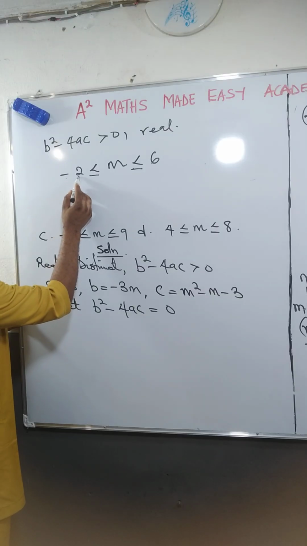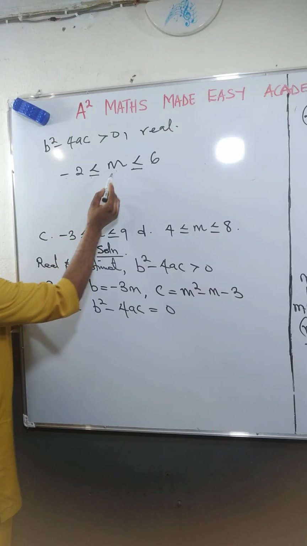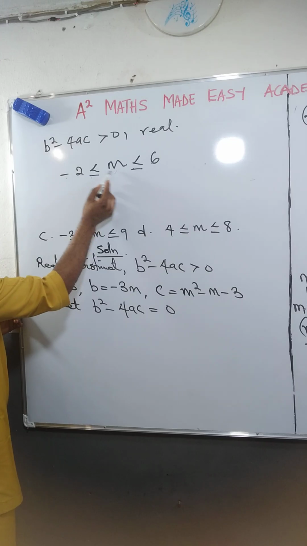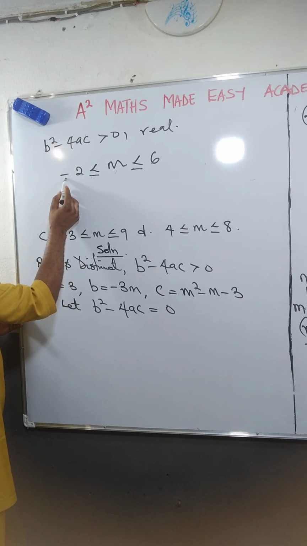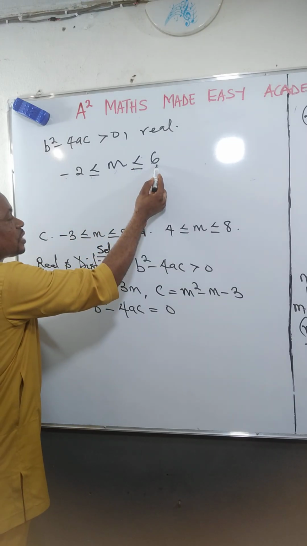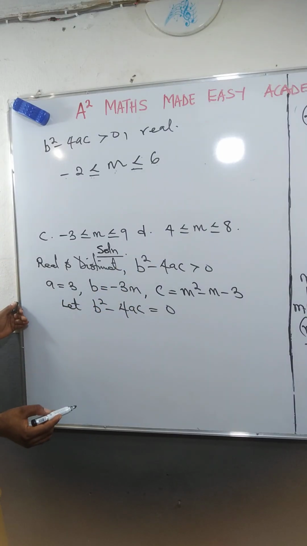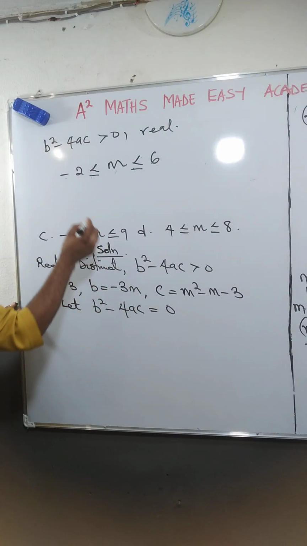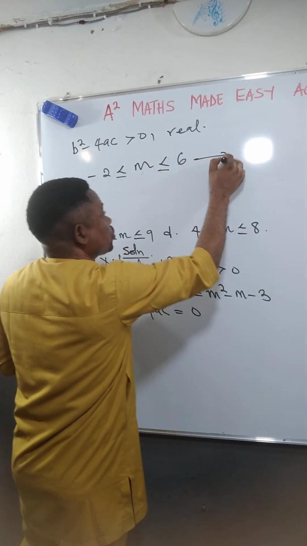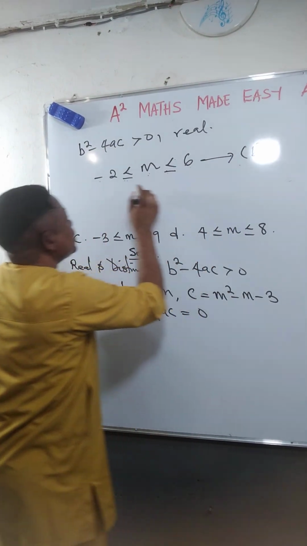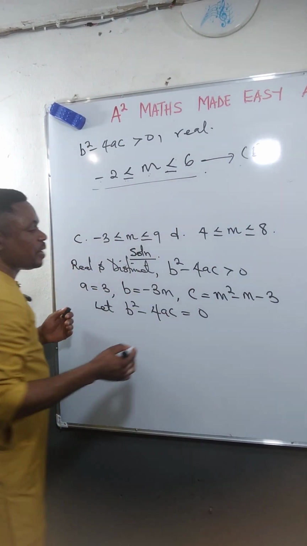How do we describe it? Watch. Minus 2 is less than or equal to m. What does it imply? That m should be greater than or equal to minus 2, but less than or equal to 6. Am I communicating now? If you observe the options, you find out that the correct answer is option B. Observe it. And this is the final answer. Have I made myself clear?